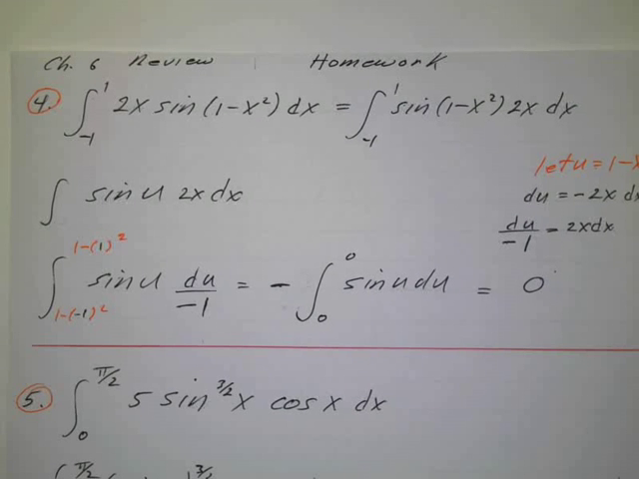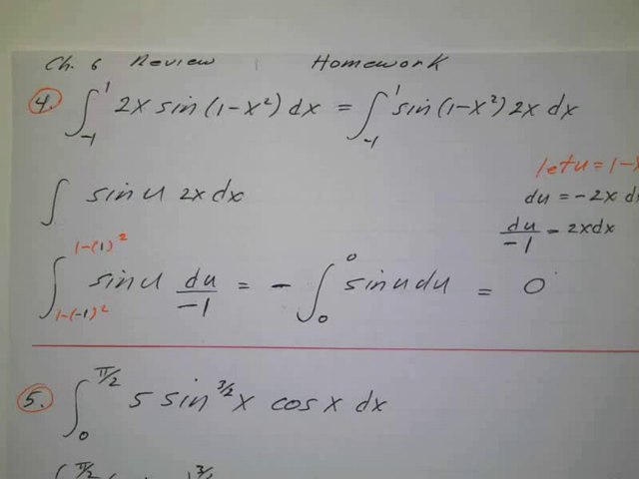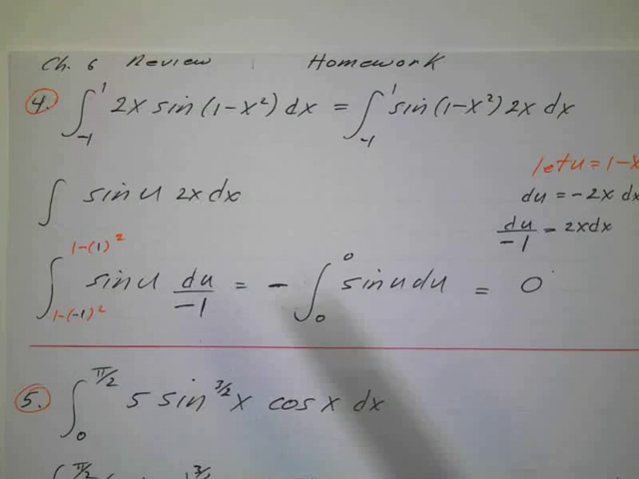And number 4 is the integral from -1 to 1 of 2x sine 1 minus x squared dx. All right.